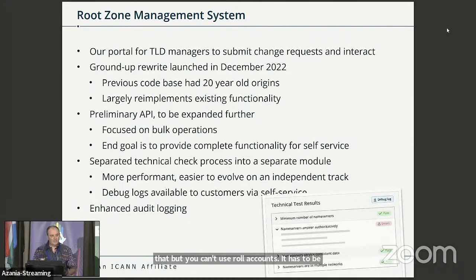I'm using my notes here because these are Kim Davis's slides, and I'm doing them on his behalf. The other thing that we're working on is some additional features.